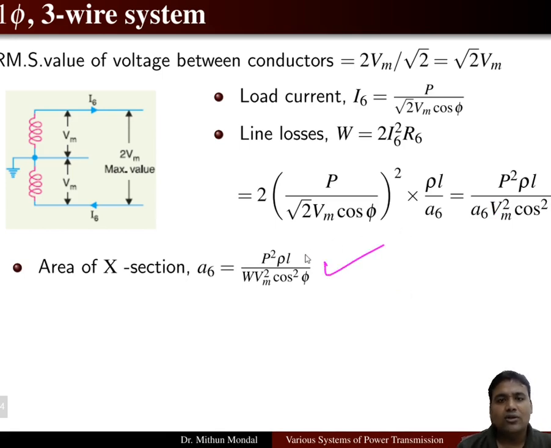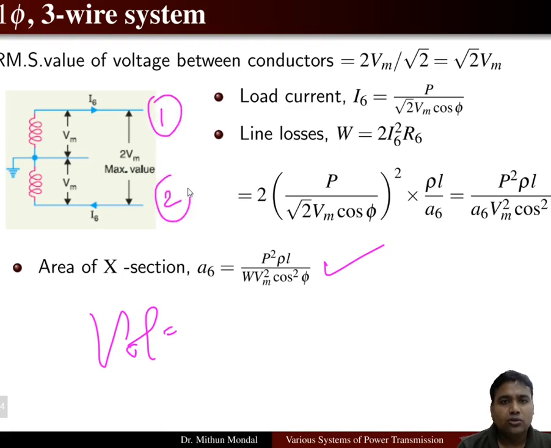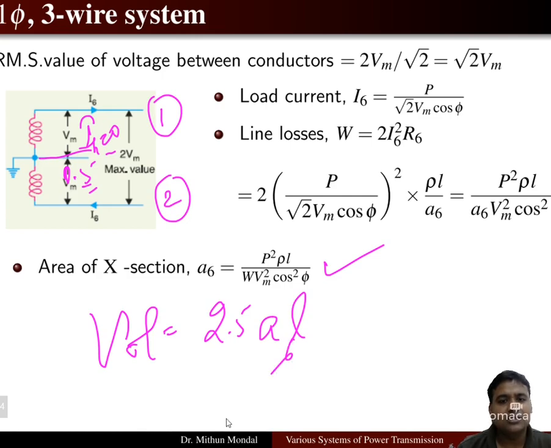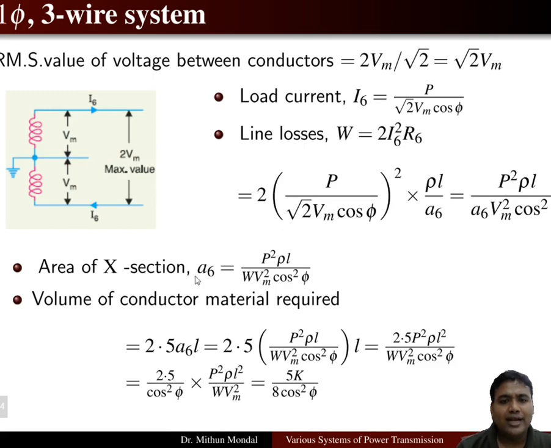Next, we are going to determine the volume. Now you have two conductors, 1 and 2. Although there is no current flowing, IN is 0, there will be weight of 0.5 times. So it will be 2.5: 2 for the outer two, and 0.5 for the neutral. This is the area into length, and the discussion is the sixth case, A6 into length. So here you will get 2.5 A6 into length.